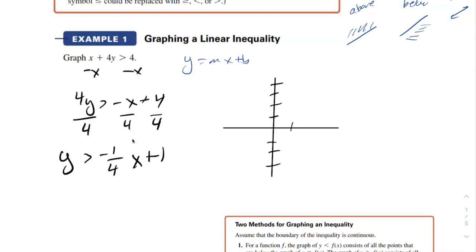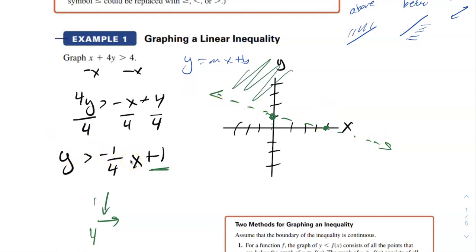Remember, the way we graph, you start with the y-intercept. My y-intercept here is 1, so we're going to start at 1. Then we go to the slope. The slope here is negative 1/4, so that means we're going to go down 1 and over 4. Rise over run. Now again, notice there's no equal to sign, so it's going to be a dashed line through those two points. There's our line, and I'm saying y is greater than that, so I'm going to shade all above it. And there we go. That's our solution set right here.